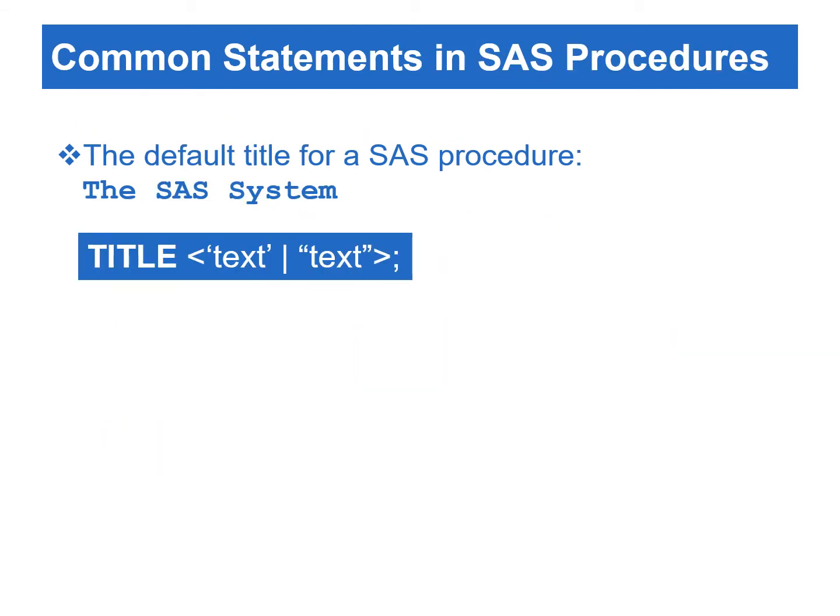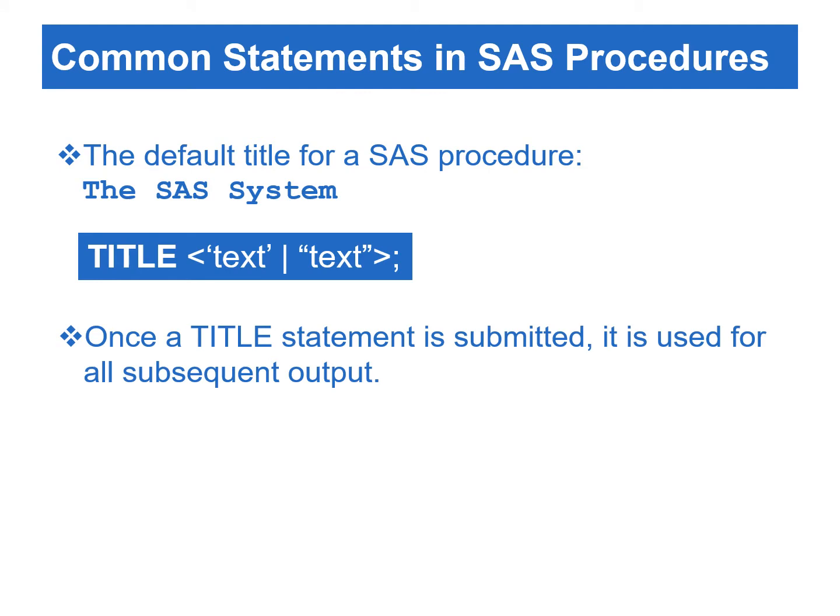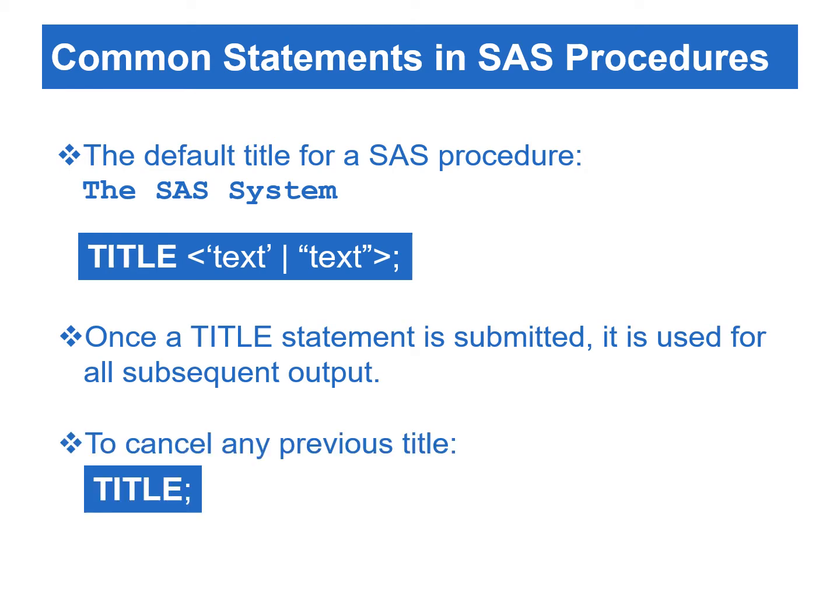Most SAS procedures will generate output in the SAS output window after procedures are submitted. By default, the generated output will have "The SAS System" as its title. To override the default title, we can use the TITLE statement. We can place the TITLE statement within or outside the procedure. Once a TITLE statement is submitted, it will be used for all the subsequent output until we cancel it or create a new title. To cancel a title, we can simply submit a TITLE statement without adding any text.